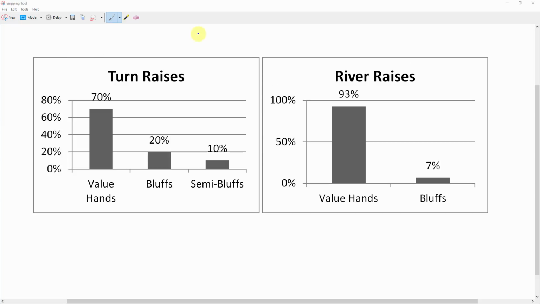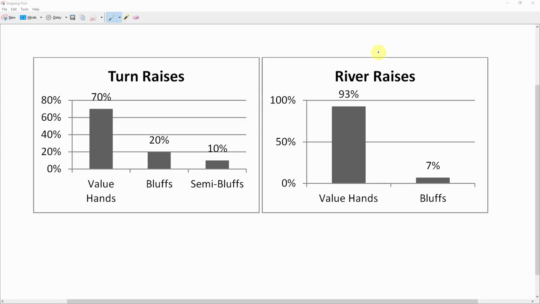Now, if we look at the river, it's going to be generally depolarized, where a majority of players are raising for value, with a very small percentage raising as a bluff with a missed hand. Maybe they have a blocker to the nuts, or there's a scare card, or it's a paired board and they want to represent a really strong hand. But greater than 90% of the time, it's for value.